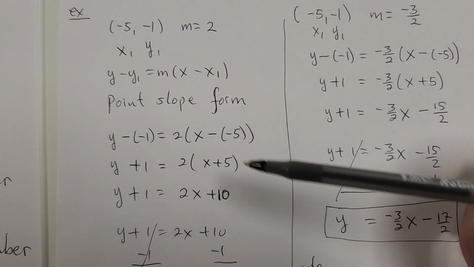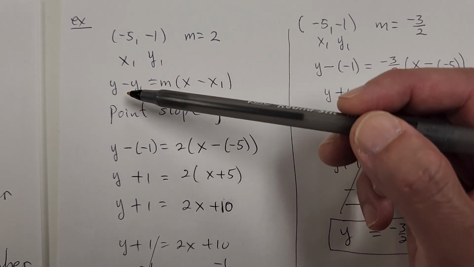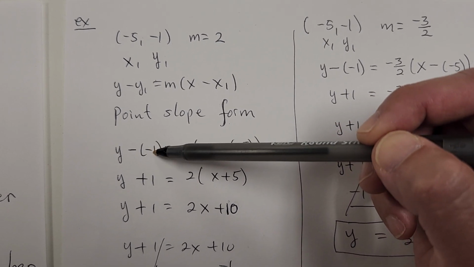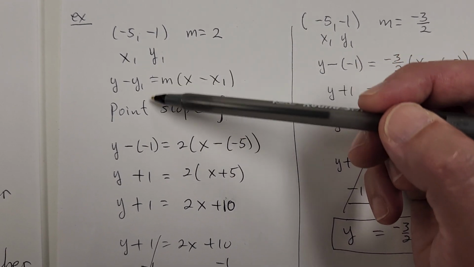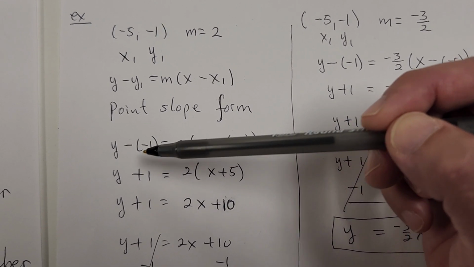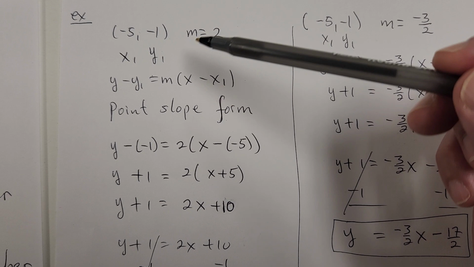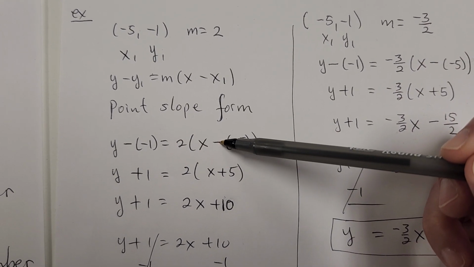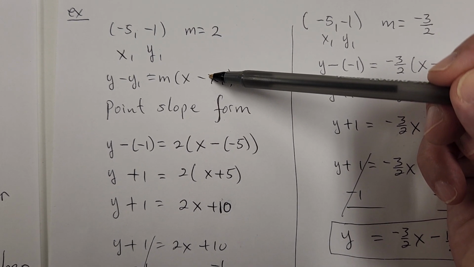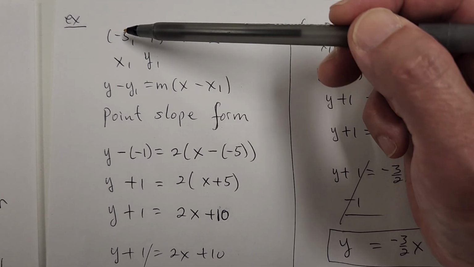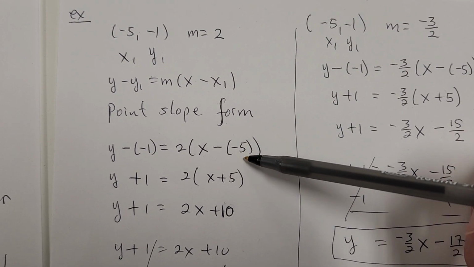Okay, so here we go. Y, this negative, because that's from the formula. Y1, this is y1, and it's negative. Since I have two negatives, put in parentheses. Here's my m, which is 2, x, minus, because that's from the formula, x1 is -5. Okay, so there's two negatives, put in parentheses.